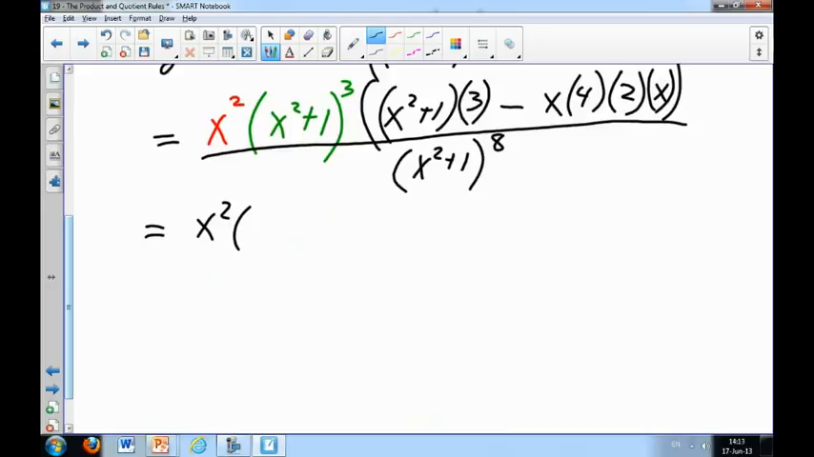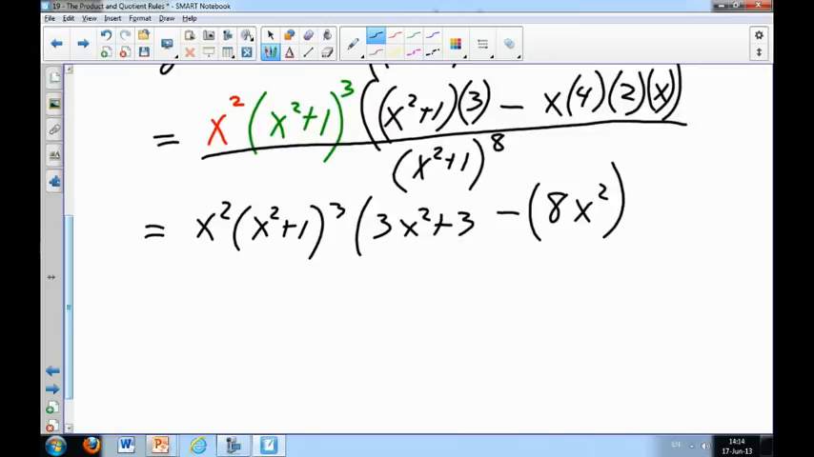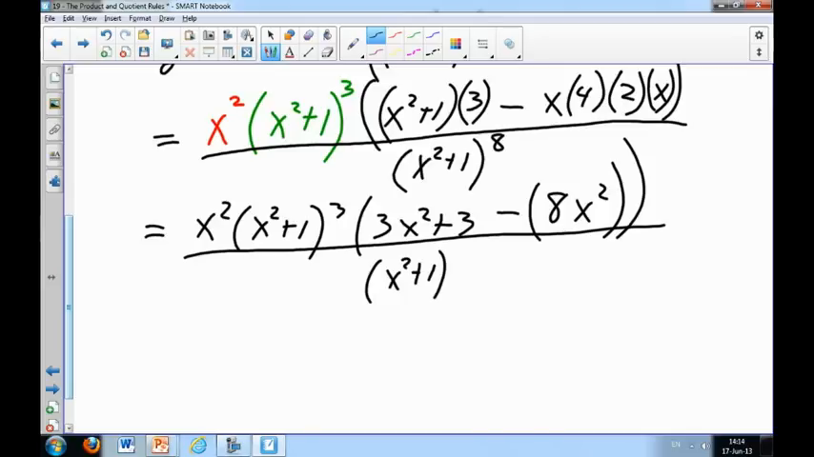x squared times (x squared plus 1) to the 3rd, times, now here's where we multiply the 3 times the x squared plus 1. So we get 3x squared plus 3. Now we're going to subtract. I'm going to keep the parentheses here just to make sure we don't miss anything. x times x is x squared, times 4, that's going to be 8x squared. And this is all over (x squared plus 1) to the 8th.